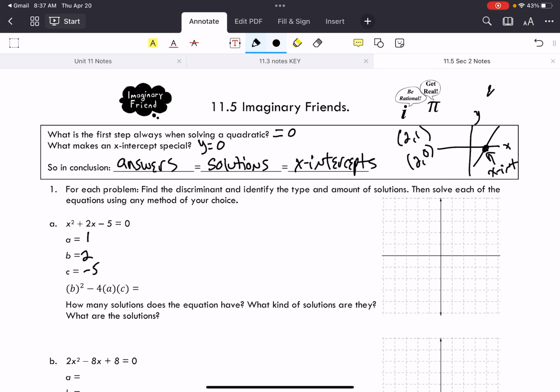Jevin, did you grab the 11.5? It's on the counter there as you come in.